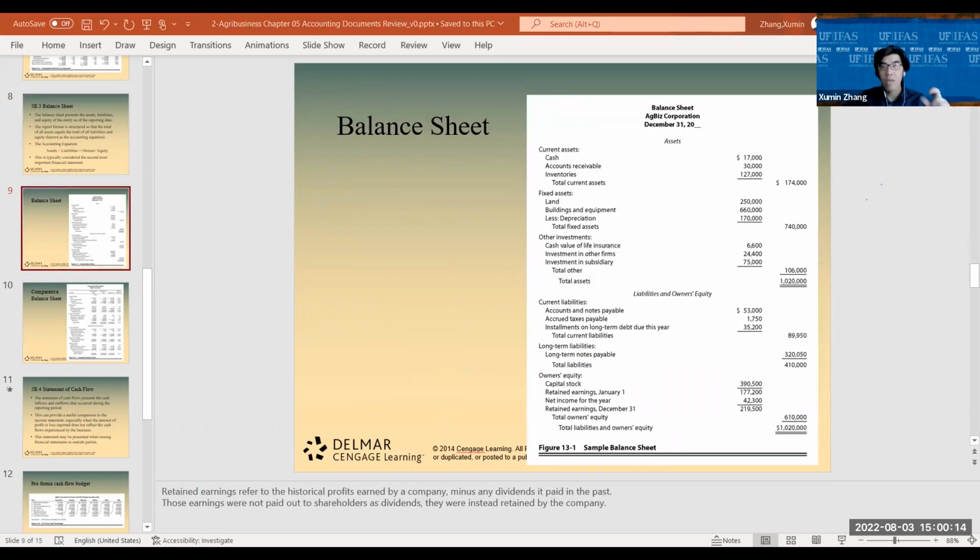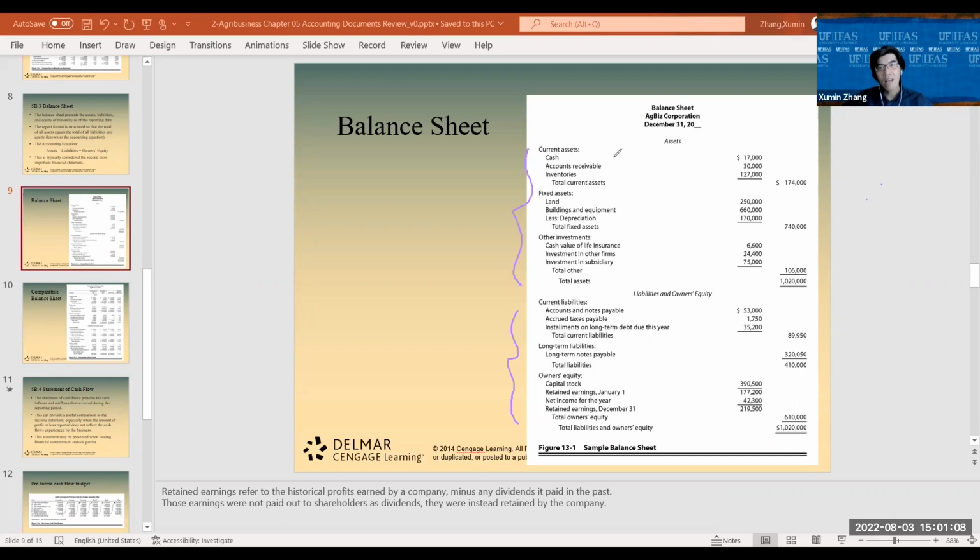The balance sheet can be pro forma or actual. One is estimated, one is the actual or realized. We also need to compare it with different years. As I said, we have two parts. The first part is the assets, and the second part is the liability plus the equity.